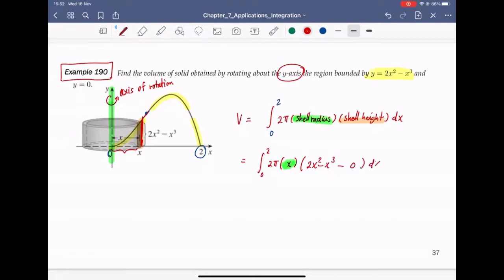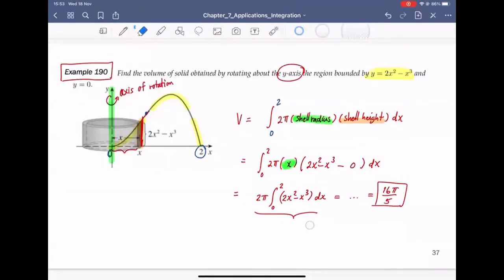So good, dx. I have the answer here because I'm lazy to integrate, but you can integrate this at home. It's 2 pi, integral from 0 to 2 of 2x squared minus x cubed, dx. This is the easy one. As I told you, on the exam we are not going to ask you to integrate this. Once you are done up to this point, you're done. But here, because you have time, this is in class: 16 pi over 5. You can stop here because on the exam they're going to say set up, but do not evaluate. That's fine.